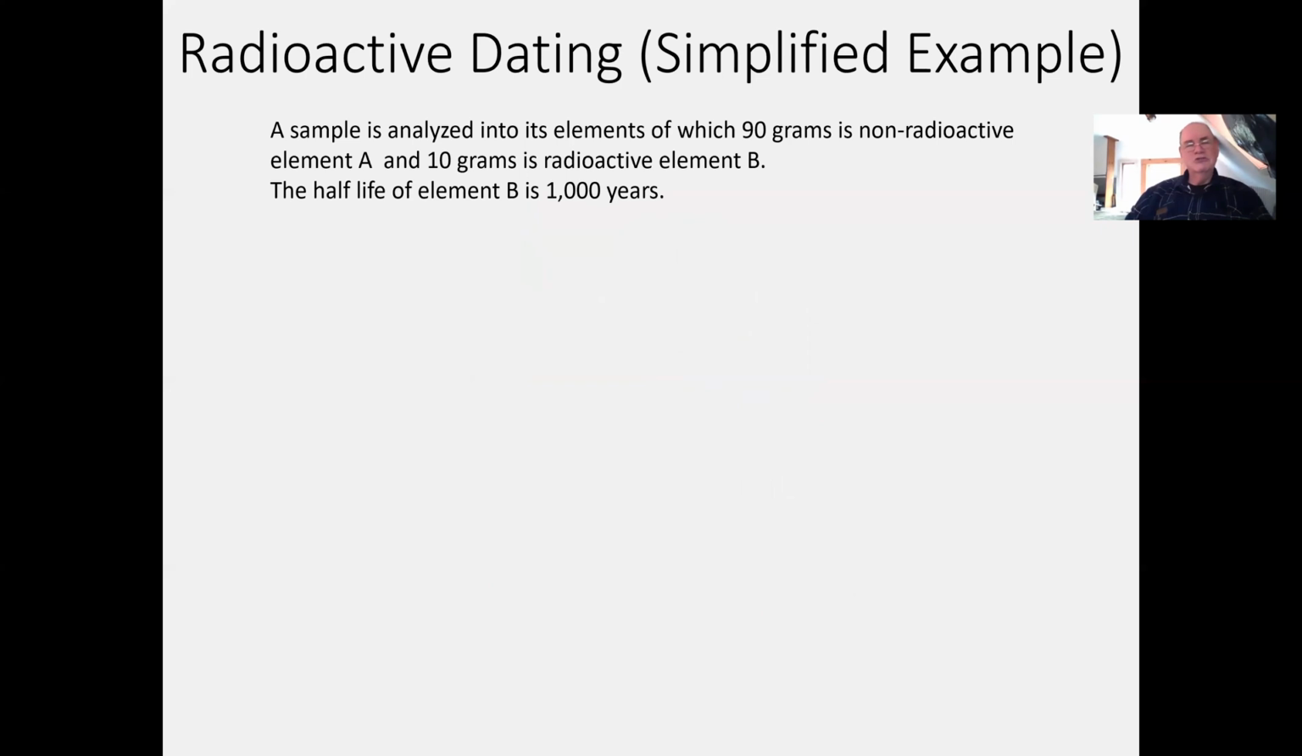Okay, let's do some simple arithmetic. Suppose that you have a sample of a compound, a mixture of stuff. In there are two elements, A and B. A is non-radioactive and stable, B is radioactive. Suppose you have 90 grams of the A and 10 grams of the radioactive B. You also know that the half-life of B is 1,000 years. So that's where we are right now with this 100 grams sample: 90 of the non-radioactive stable stuff, which has always been there, and only 10 grams left of the radioactive element.